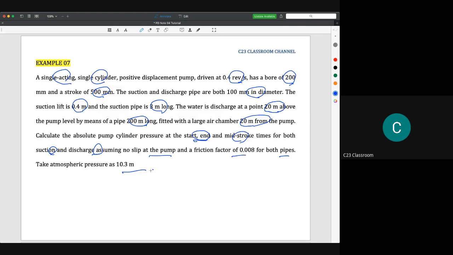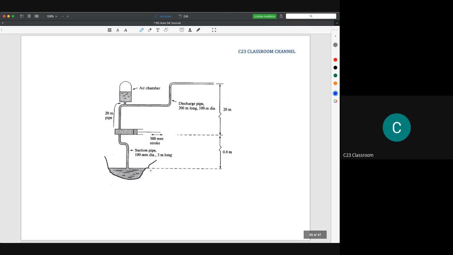Okay, so it can be shown like this. We have a piston pump here. This is the stroke, this is the data for the suction pipe, and this is the data for the delivery pipe. So this is the suction height and delivery height, which will become suction head and delivery head. The difference is that it has an air chamber here, and the air chamber is located 20 meters from the piston stroke.